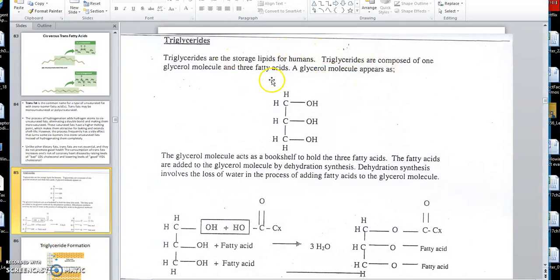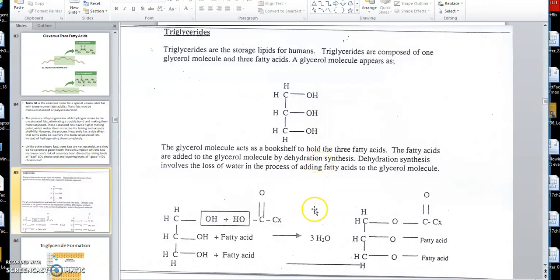A triglyceride is composed of a glycerol molecule. Now this is called glycerol. I look at the triglycerides like a bookshelf with books. The glycerol is kind of like the bookshelf. What I'm going to do is hook the books on it. The books would be the fatty acids. So a triglyceride is a glycerol with 3 fatty acids hooked to it. Here would be the glycerol, as I've tried to draw out here. Here would be a fatty acid.